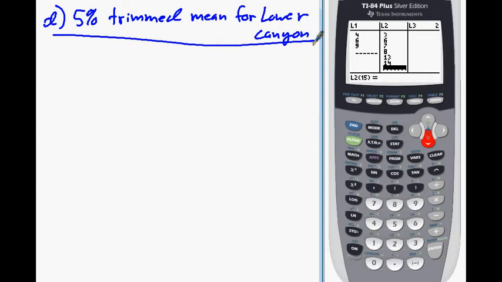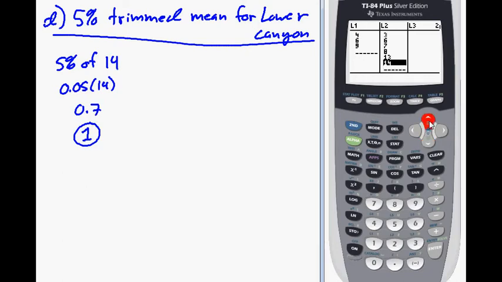So the next thing we're asked in part D is to do the 5% trimmed mean for the lower canyon. This might illuminate some of the issues in the lower canyon for us. 5% trimmed means we're going to take 5% off the top and off the bottom of the ordered data list. So first of all, we have to find 5% of 14 data points. In order to calculate 5%, we figure out that that is 0.7, which of course we would round up to eliminating 1 data point on the top and on the bottom.